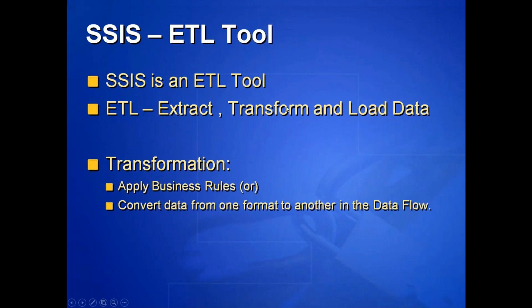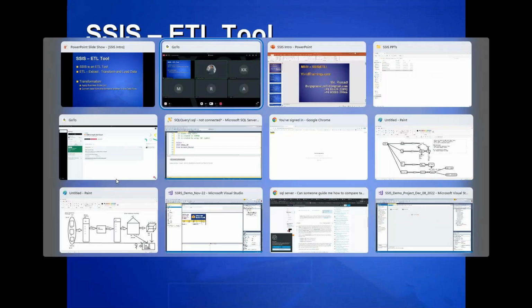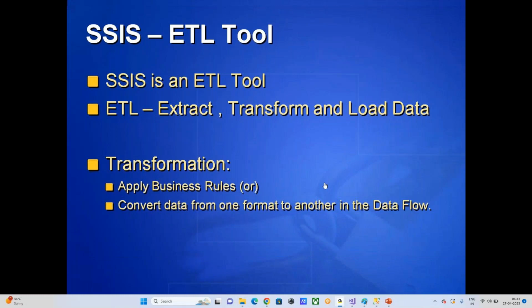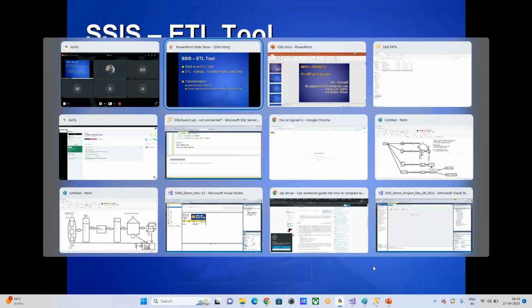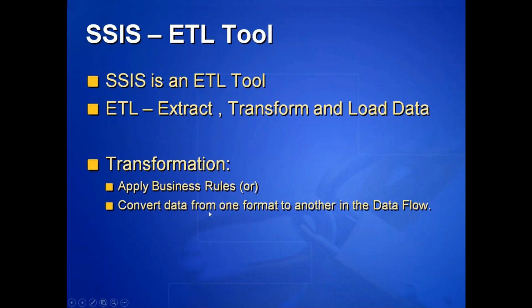Transformation means we need to apply some kind of business rules. How we are going to apply the business rules, and on what basis, we are going to understand all these things. We convert the data from one format to another format in a data flow, by using the data transformations. So in data flow we can do that, and we'll see all these things.